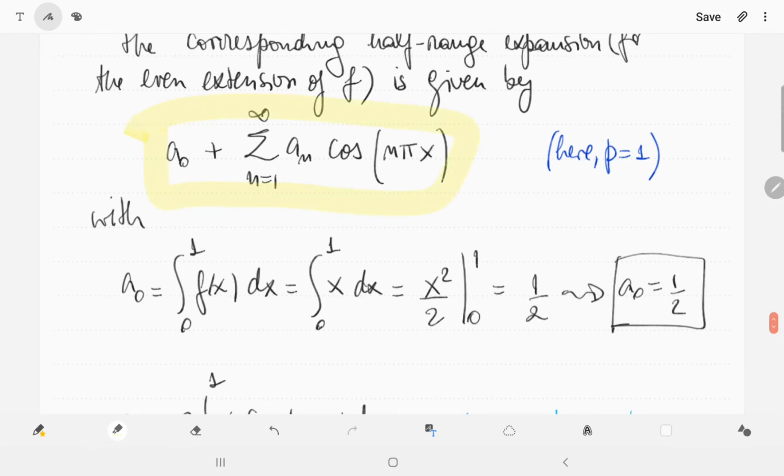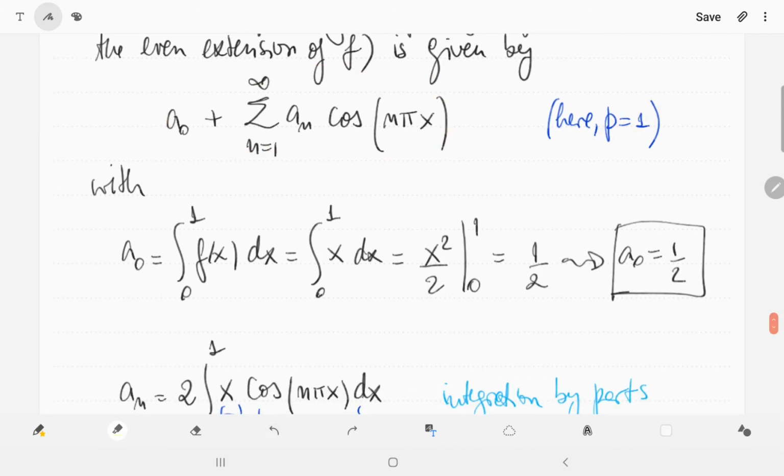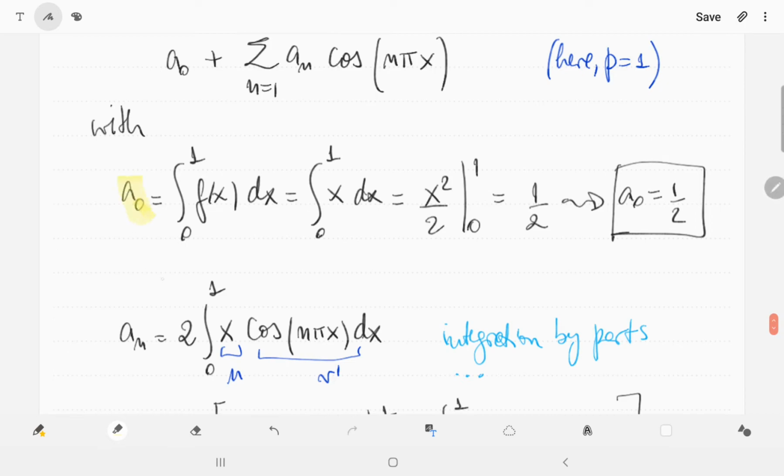Now we know that the corresponding half-range expansion for the even extension of x is given by this expression, where we only have a0 and an involved and the cosine functions. Here p is equal to 1, and we know how to compute these coefficients because we saw that before. The first one, a0, is just the integral of f between 0 and 1, and f is simply x. So this is an antiderivative of this function, and we evaluate this between 0 and 1, and we get 1/2. So we already know the value of a0.